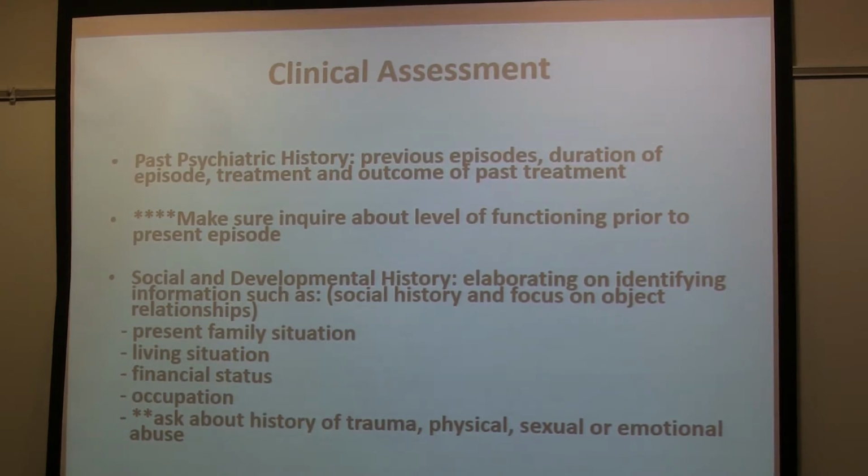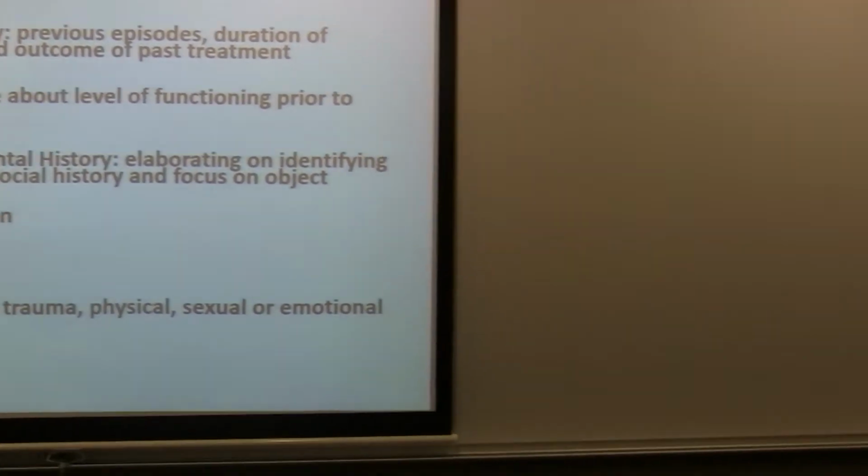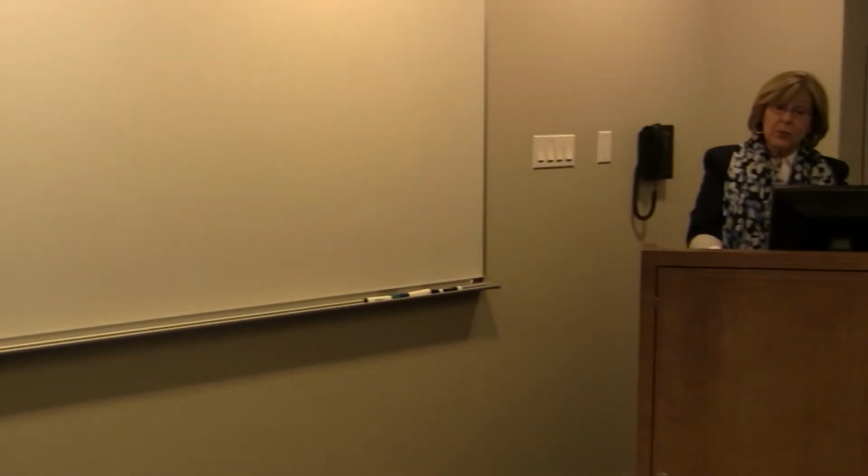We then take a social and developmental history, elaborating on identifying information such as social history and object relationships. What is the client's present family situation, their living situation, certainly their financial status, occupation, and it's really important as social workers that we always ask about a history of trauma, physical, sexual, or emotional abuse. That is a really important part of the process. When I talk about object relationships, what I mean is how does the person get along with other people? The people in their family, the people in their life, in a work situation. That is what we mean when we refer to object relationships.